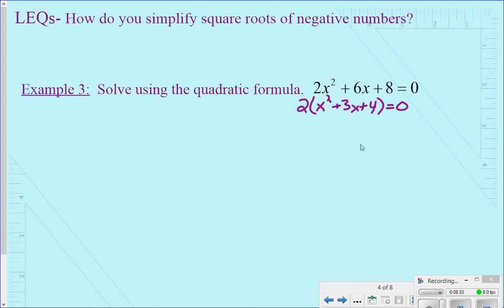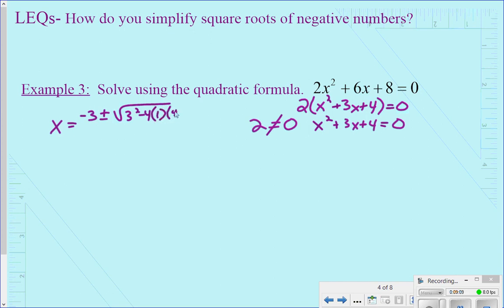So now using the zero product property, either 2 equals 0, which we know it doesn't, or x squared plus 3x plus 4 equals 0. So now we have a new quadratic equation that we're going to solve. And again, this 2 doesn't really affect our answer. It just makes it easier for us to solve using the quadratic formula because our numbers are now smaller. So we know x equals negative b, so the opposite of 3, which is negative 3, plus or minus the square root of b squared, which is 3 squared, minus 4 times a, which is 1, times c, which is 4, and that's all over 2 times a, which is 1.